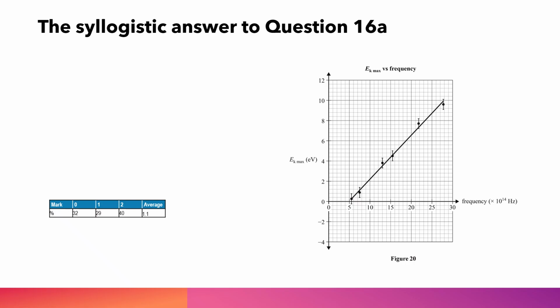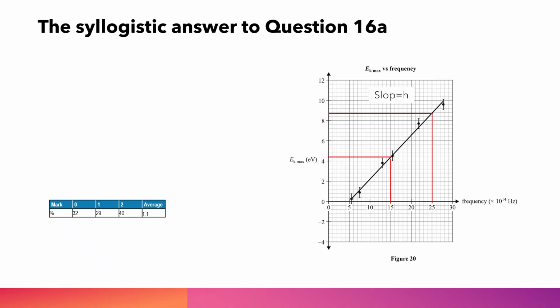The hook. Don't just crunch numbers, interrogate the graph. The line is the truth, the dots are just noise. The gradient is Planck's constant. The action. Ignore the data points. Pick 2 clean spots on the trend line itself. Let's use (15, 4.4) and (25, 8.8).